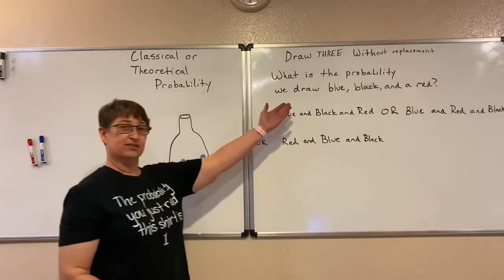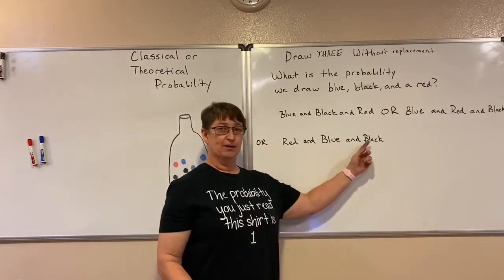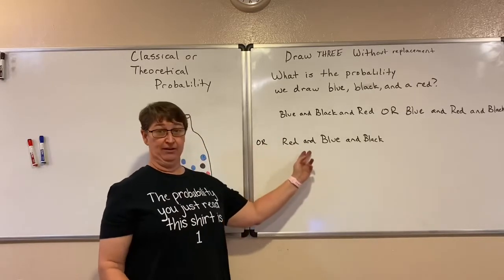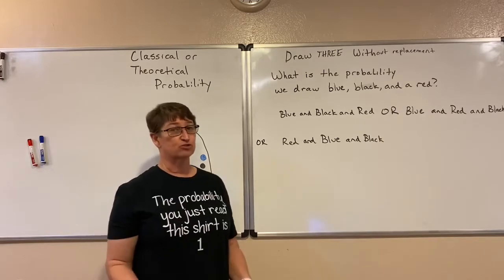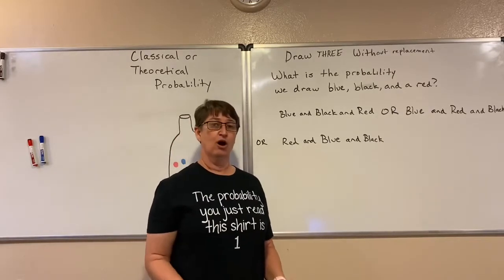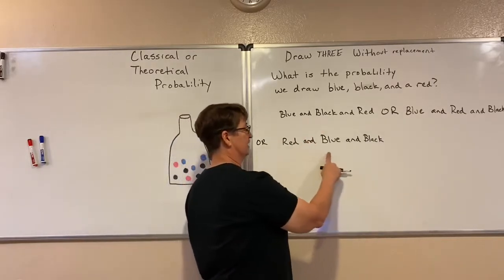So another way to get this same situation is to draw a red and a blue and a black. Notice these conjunctions in here, "or" and "and." They really help us when we are finding the probability. But the first thing we want to do is figure out all those different ways to draw what the problem tells me to.